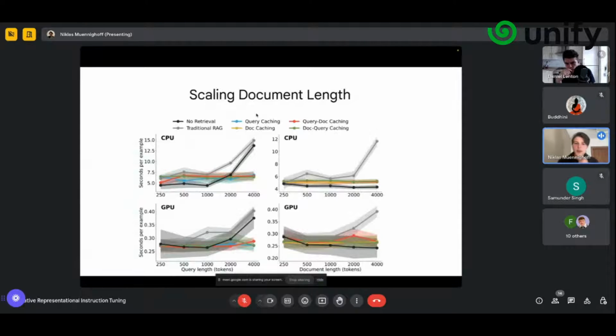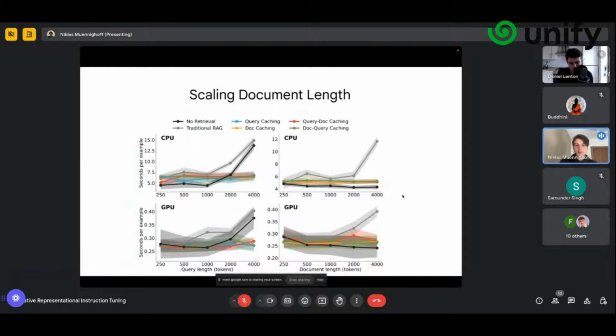And now if we scale document length, this is more common. It's more common that the documents are very long and the queries are kind of short because it's just a question. Then doc caching is kind of the best we can do. The yellow line in the back stays toward the bottom as document length increases, while traditional RAG, so just not doing any caching but still retrieving a document, eventually explodes in inference time.